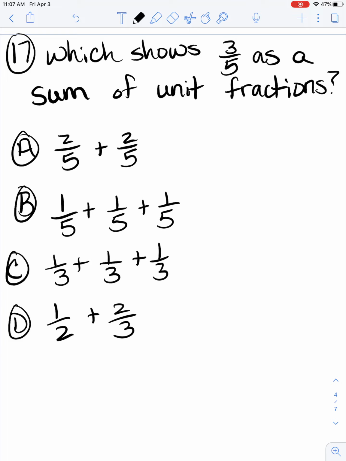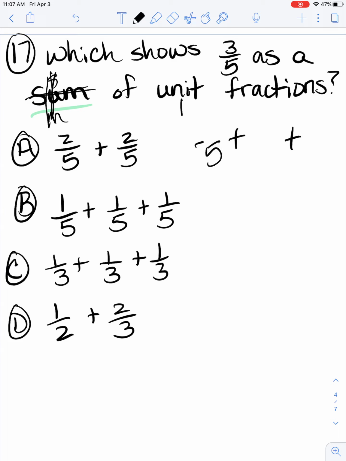This is asking which shows 3/5 as a sum of unit fractions. Okay, so either yesterday or the day before we had sum of unit fractions, and this is where I told you guys really to pay attention to those keywords. Sum, big keyword. Remember, we had sum written like that. It means, sorry, plus sign. Okay, so sum means adding. Unit means 1. Unit means 1. So we are doing the sum, adding, of unit fractions.